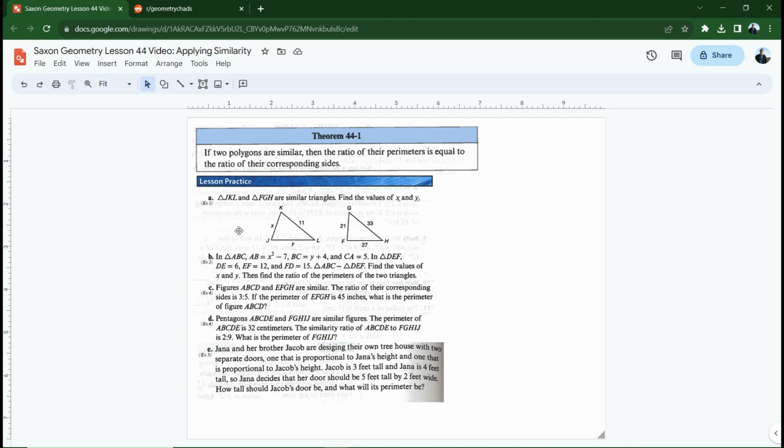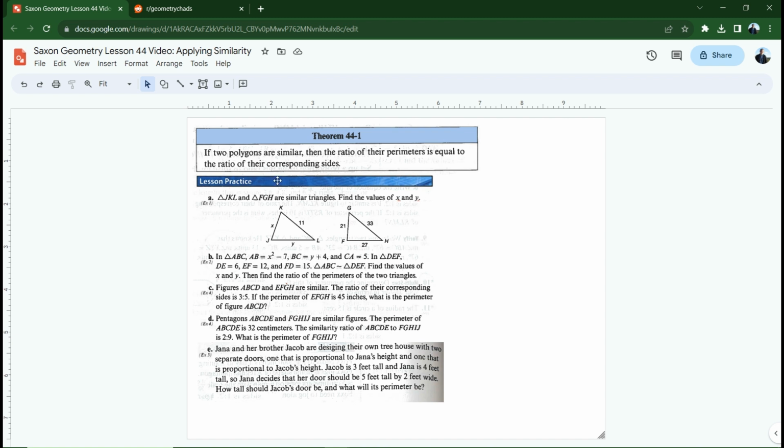Theorem 44.1 states that if two polygons are similar, then the ratio of their perimeters is equal to the ratio of their corresponding sides. So we already know that if two polygons are similar, then the ratio of their corresponding sides is equal. If I divide one corresponding side in one figure by the corresponding side in the other figure, that ratio is really important. That's one of the things we're going to be using a lot in this lesson. What this theorem says is that it also applies to perimeters if we add all of the sides together. And the fact that this is a theorem indicates that it can be proven.